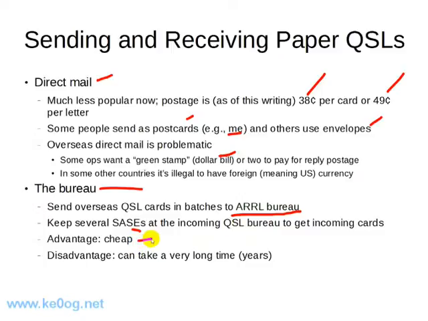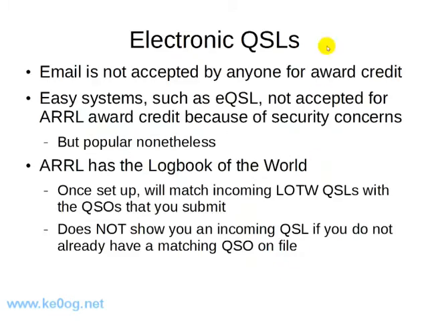The advantage of this is it's very inexpensive. The disadvantage is that it can take years. I've had QSL cards come to me that were for QSOs 5 and more years prior. Now, electronic QSLs, let's talk about them. We do live in the electronic age after all. Email is not accepted by anyone for award credit, so just scratch that. The easier systems such as eQSL are not accepted by the ARRL for award credit because of security concerns.